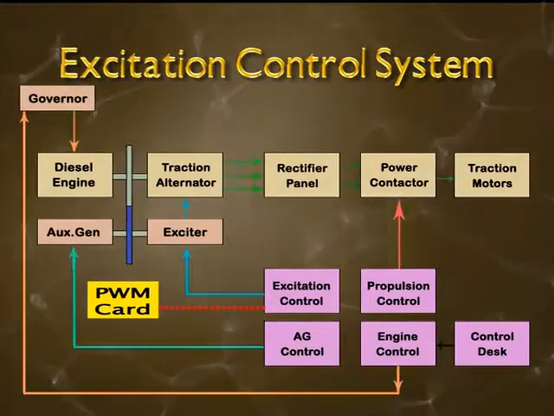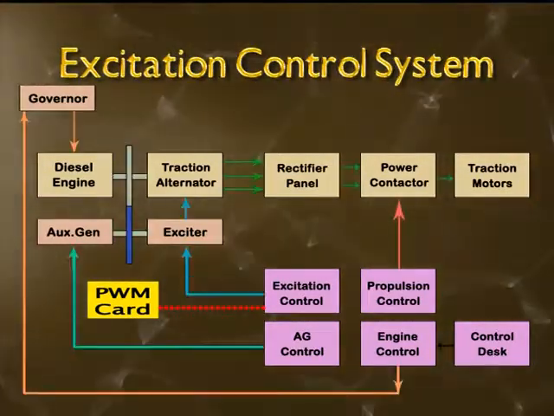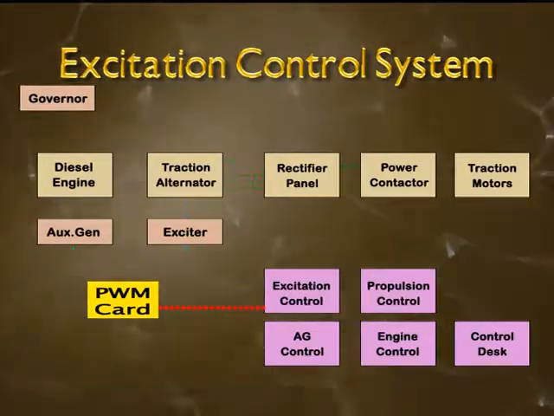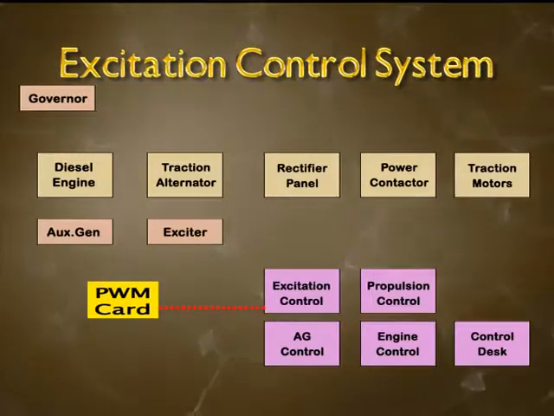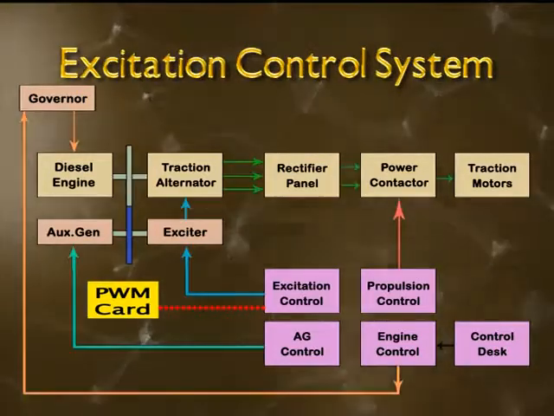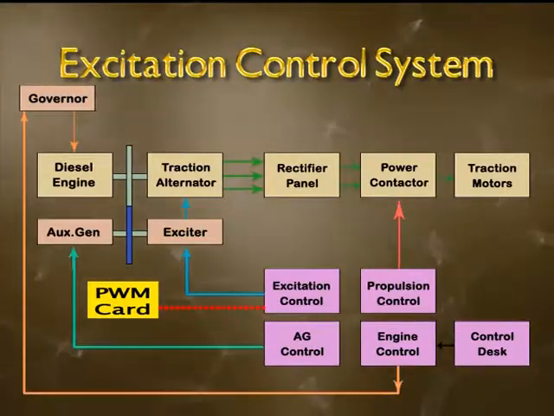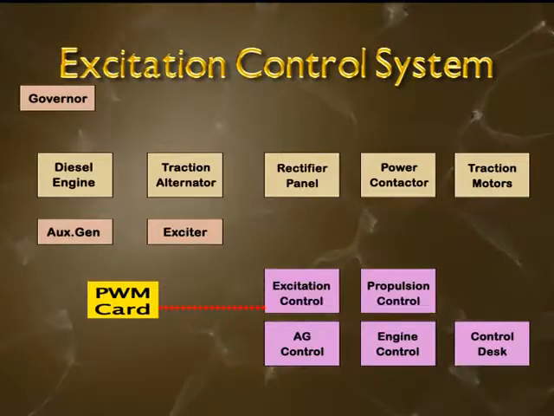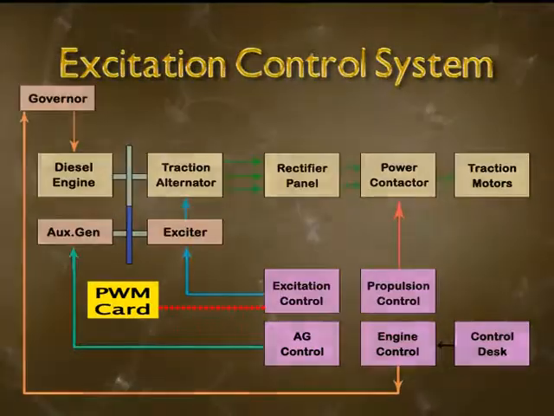Based on the input signal levels, it sends a controlling signal to the PWM, which controls the exciter field current and its output. The exciter output is directly connected to the alternator field through the GF contactor, which is again controlled by the propulsion control system. Thus, traction alternator power is controlled to the required constant HP at each notch.